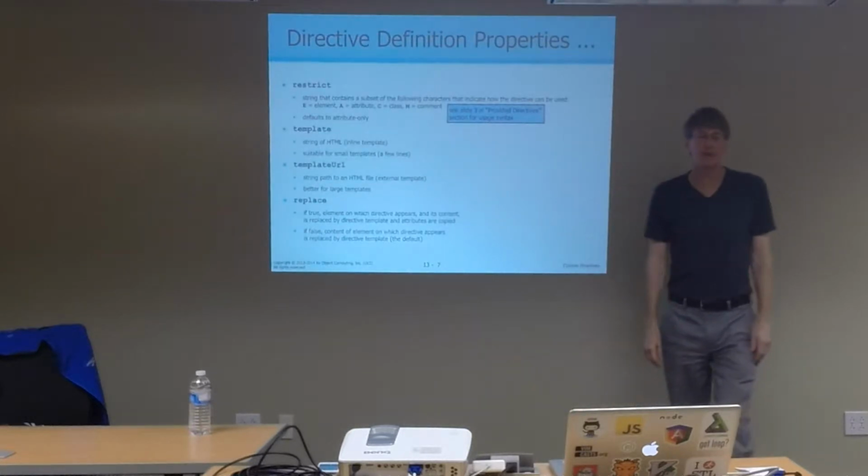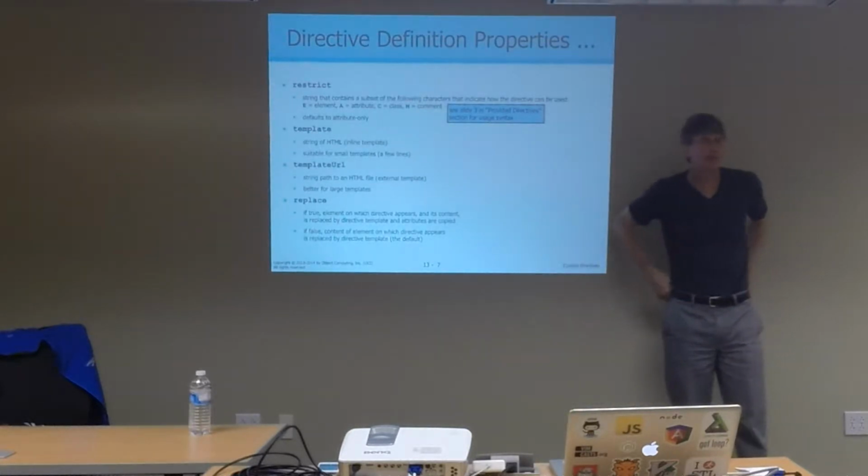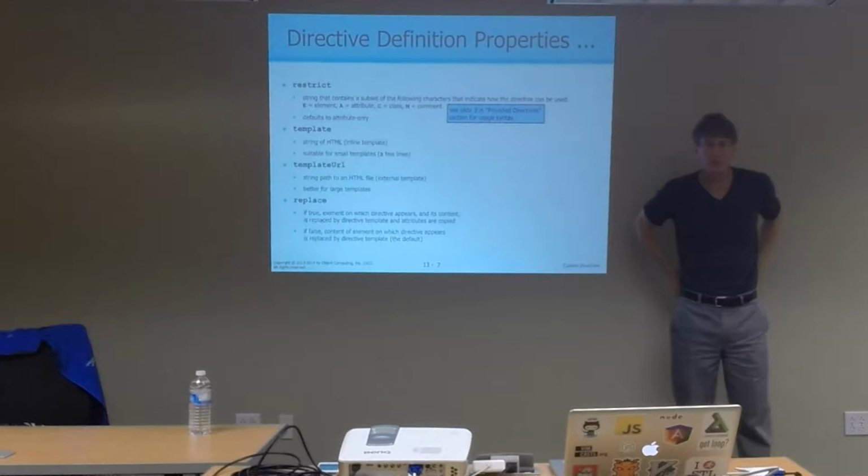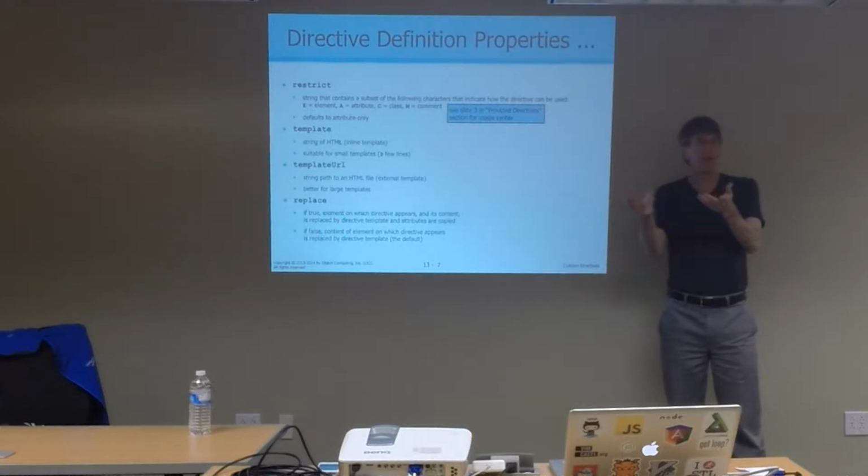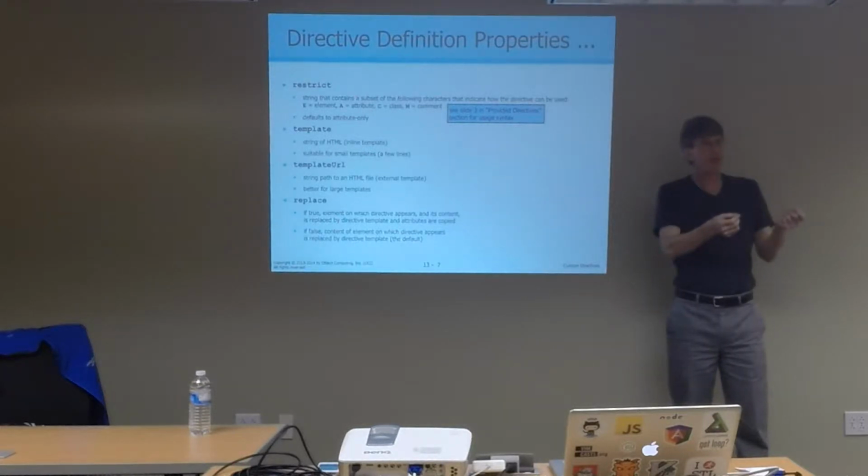So the first thing we hit is, how do you want to allow this directive to be used? You have 4 choices, only 2 of which make any sense. You can say this directive can be used as an element, it can be used as an attribute, it could be a CSS class name, or it can be an HTML comment. I've never seen anybody use the last 2.